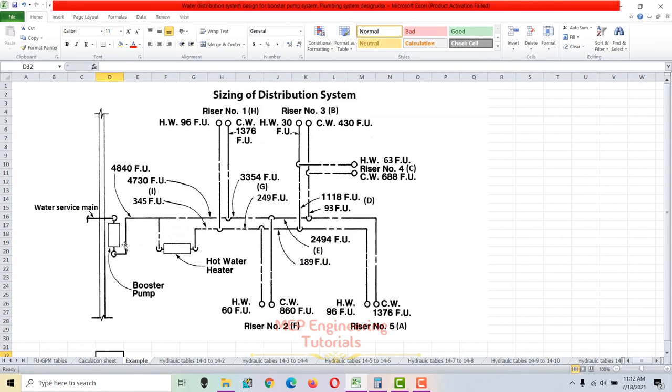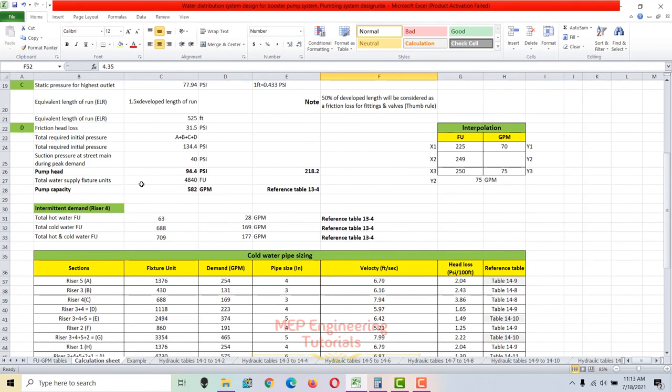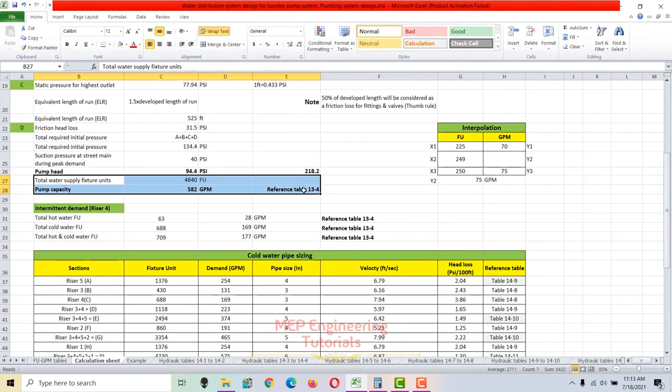So this will be sized based on total water supply fixture units, as I mentioned earlier. So total water supply fixture units over here are 4840 fixture units. So I need to do the pipe sizing for 4840 fixture units. So let's go to the calculation sheet. We calculated the total water supply fixture units are 4840. We already know the demand at this point is 582 GPM. So let's get the size of this pipe for this demand.